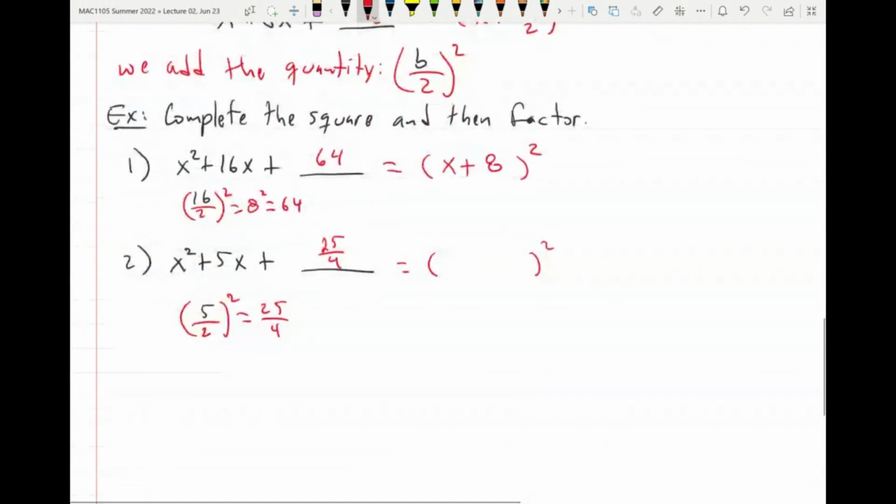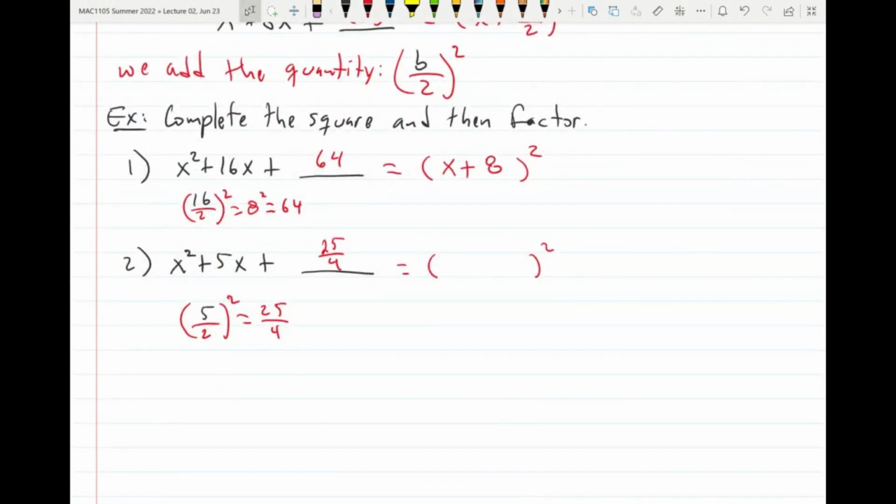Now, this point is really helpful. The little tip is that once you do this, we already know how it's going to factor. Instead of worrying about how to factor this, you already know. So what is it? x plus 5 over 2 squared. Good. All right. Questions? You okay with this? All right.